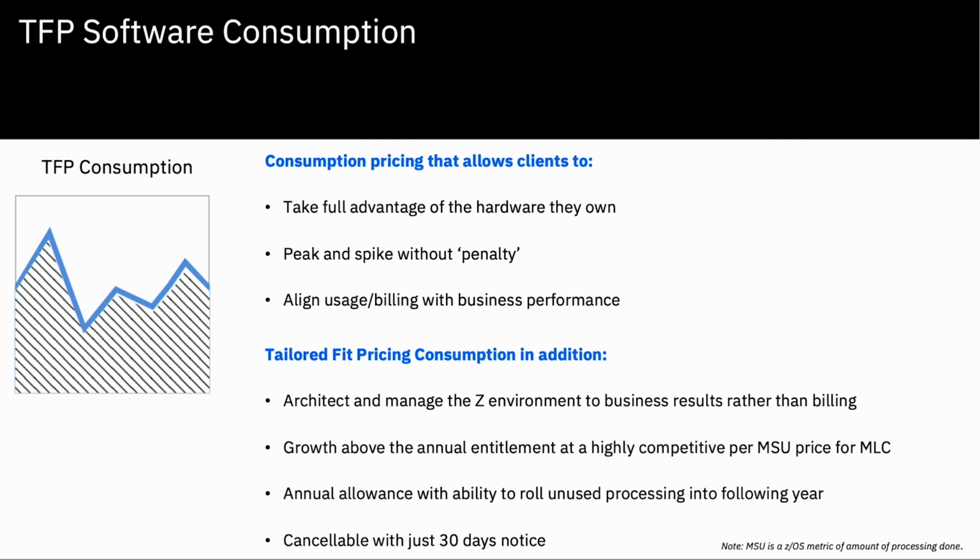We provide, along with this, an annual allowance with the ability to roll the unused processing into the following year. So this helps you also protect your investment, right? And remember, the IBM Z platform is all about investment protection. So we're telling you, this is what you are estimating, this is your baseline, this is your growth, but if you're not using it, don't worry, you don't lose it, you can roll it over to the next year. And by the way, you can cancel this with just 30 days notice. I'm happy to say that we haven't seen any cancellations since we launched this program, because once customers go into tailor-fit pricing, they really realize the value that it has, how important it is to support their business, and they're actually growing even more than they expected.